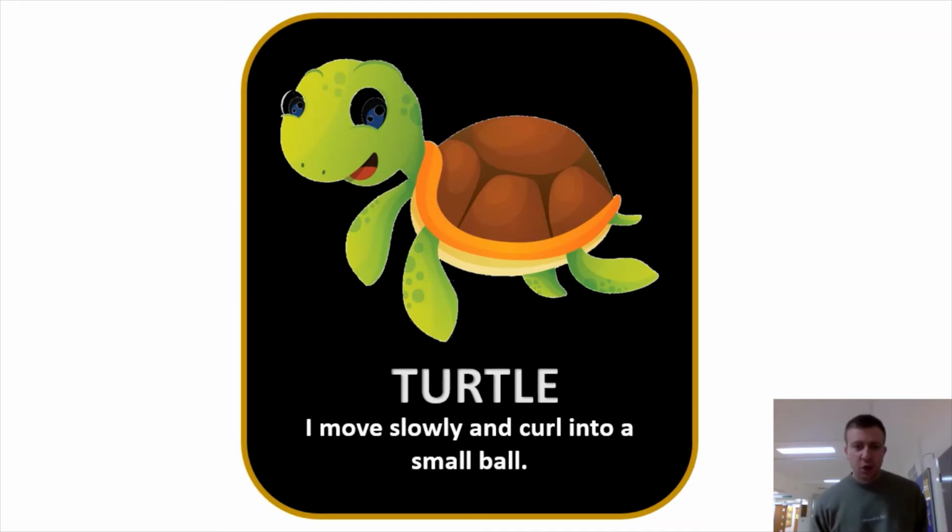Now we can see we need to try and be like a turtle. Turtles move around slowly. So we need to be able to curl ourselves up into a little small ball on the floor, and we need to be able to try and move around the room slowly. So try and tuck your knees up to your chest, tuck your head into your chest, put your arms around your body nice and tightly, and try and move around your area slowly like a turtle. So pause the video and have a go.